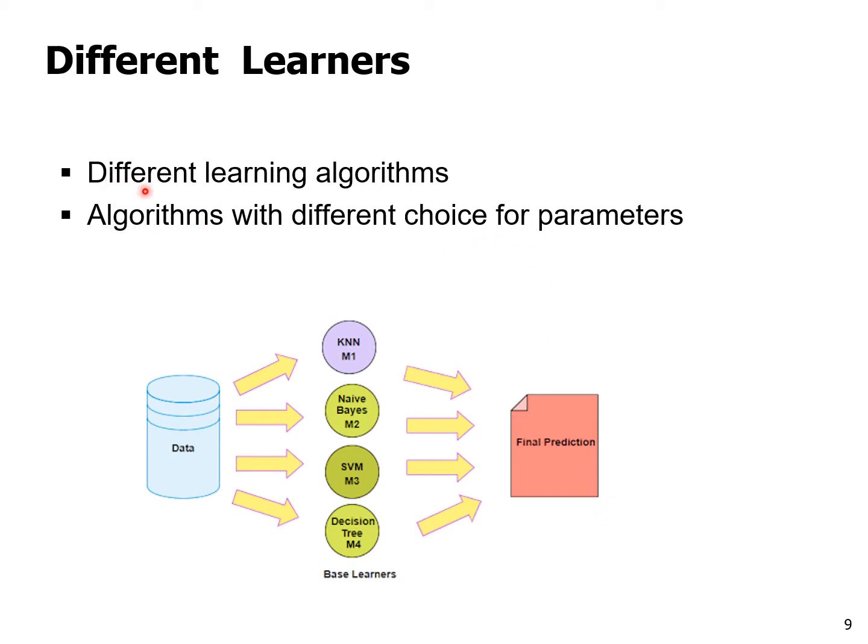So we use different learning algorithms, and sometimes we can use algorithms with different choices for parameters. So in this case, let's say we use a decision tree for all of these classifiers, but with different parameters. Okay, so all these classifiers are decision trees with different parameters. So you can implement this method by using the same algorithm with different parameters.